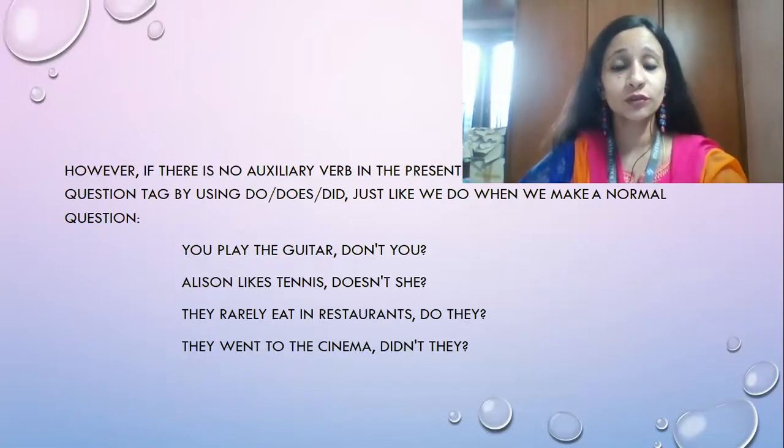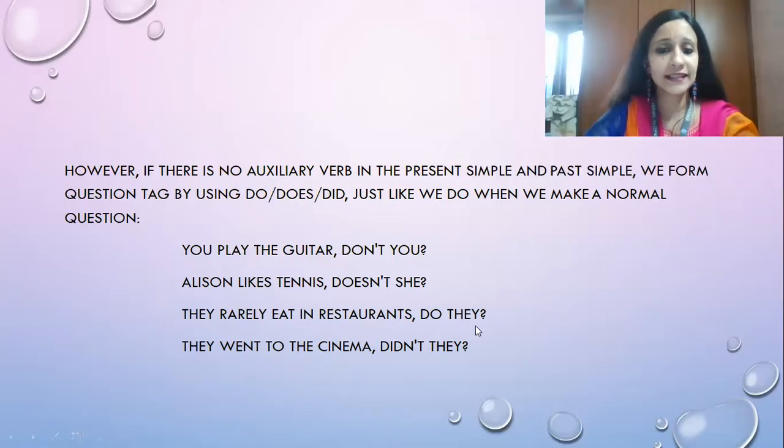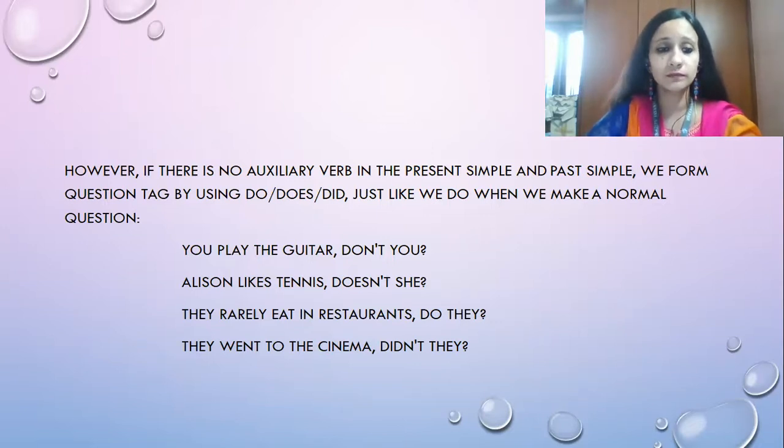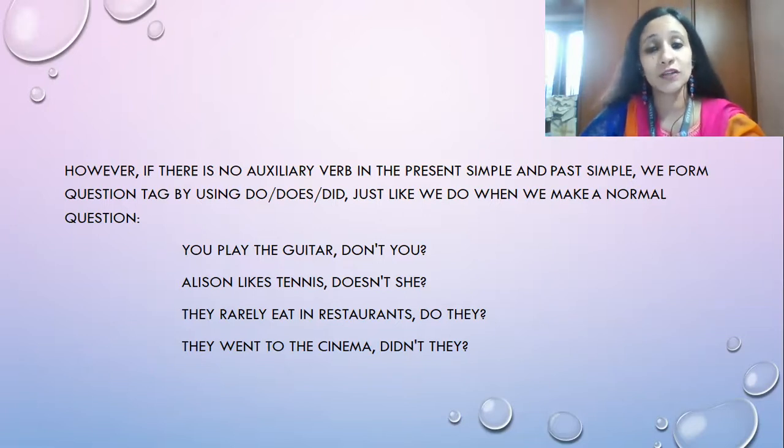But English, you know, is full of exceptions. What if there is no auxiliary verb in the simple present tense? What do we do then? The sentence here says, you play the guitar, don't you? Right? Where did the don't you come from? What the question is hidden is, do you play the guitar? So the do form, depending on the tense, simple past or simple present, is a question in the do form. So we use the do form in the question tag as well.